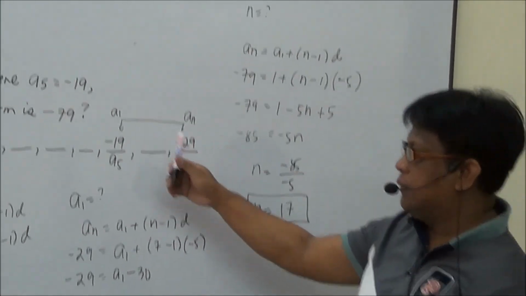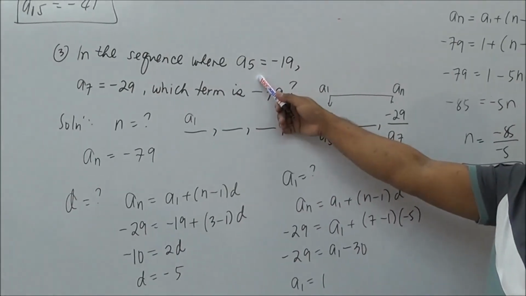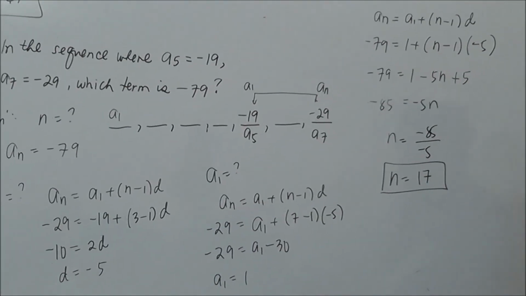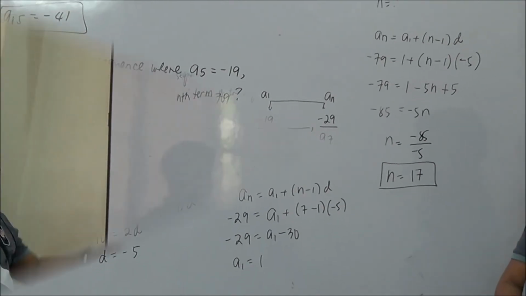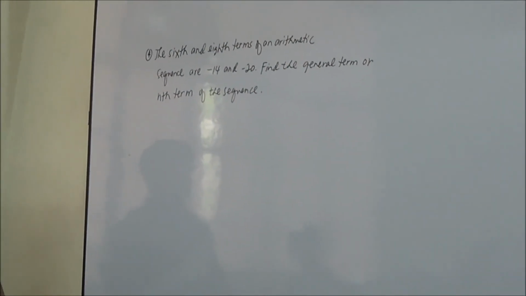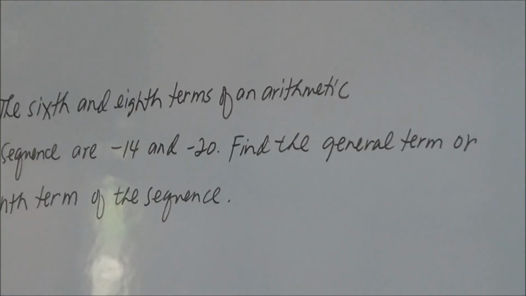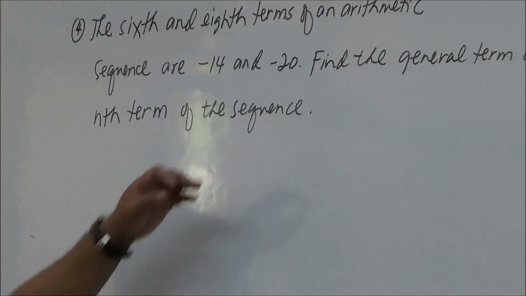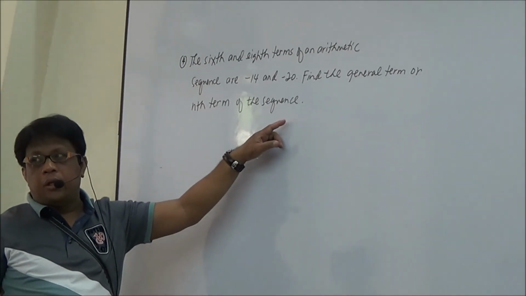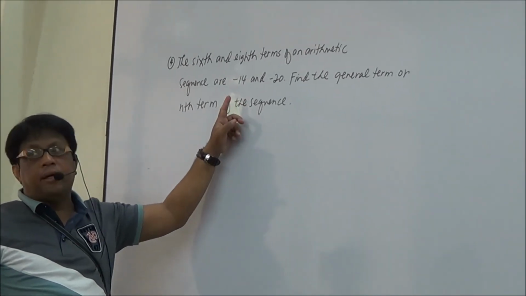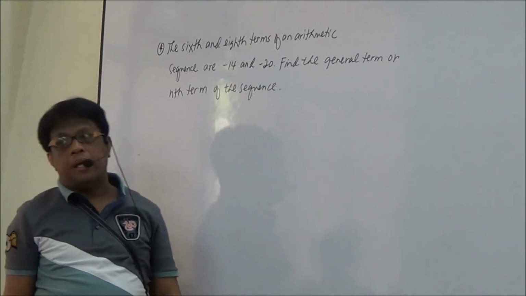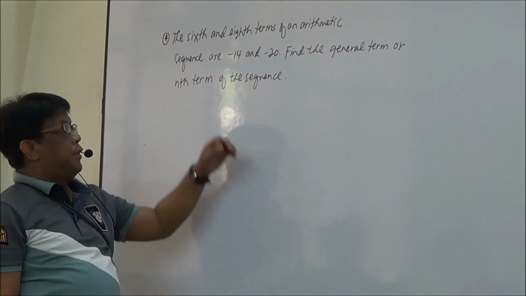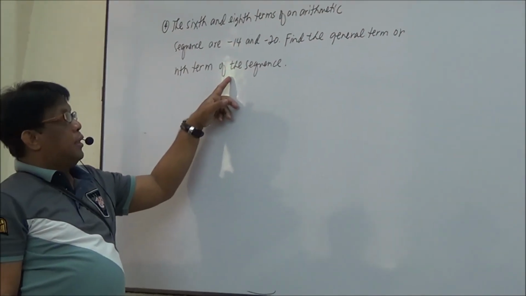Which term is negative 79 when we have the sequence A5 equals negative 19 and A7 equals negative 29? Okay, we have here the 6th and 8th terms of an arithmetic sequence, negative 14 and negative 20. Find the general term or nth term of the sequence. When you are to find the general term or nth term of the arithmetic sequence, we are to find the formula. You can also interpret it as finding the formula for the general term of the sequence.